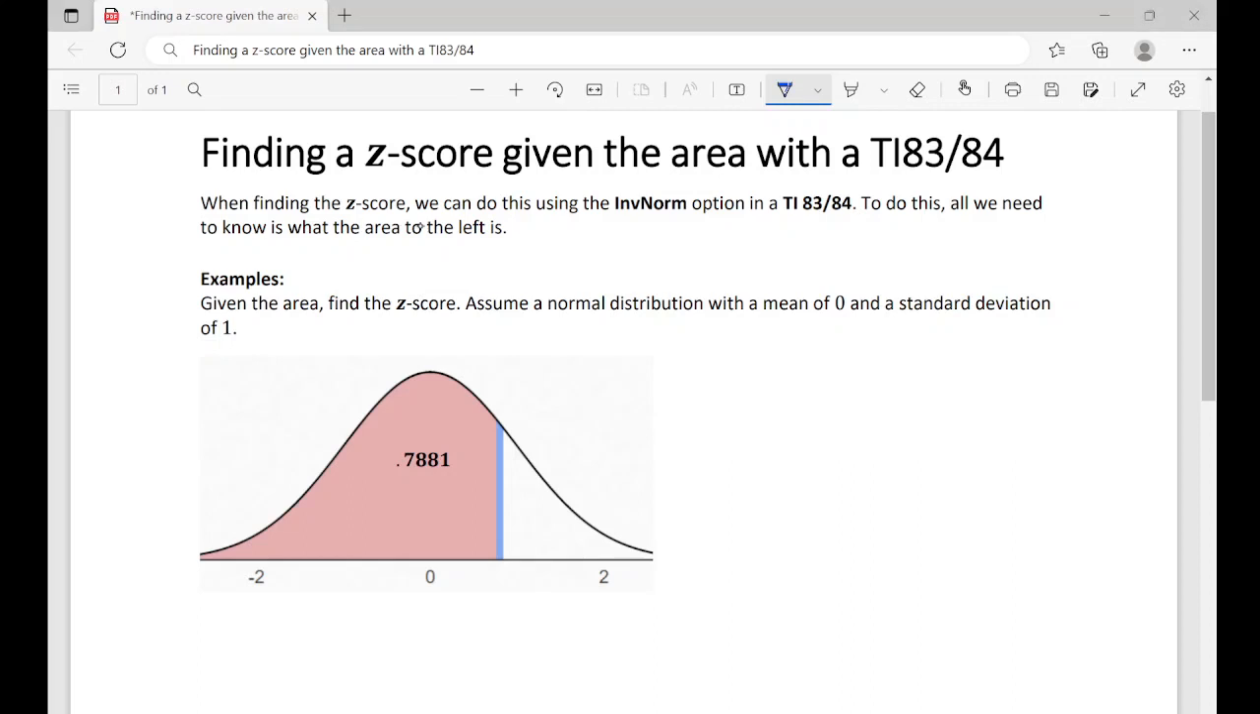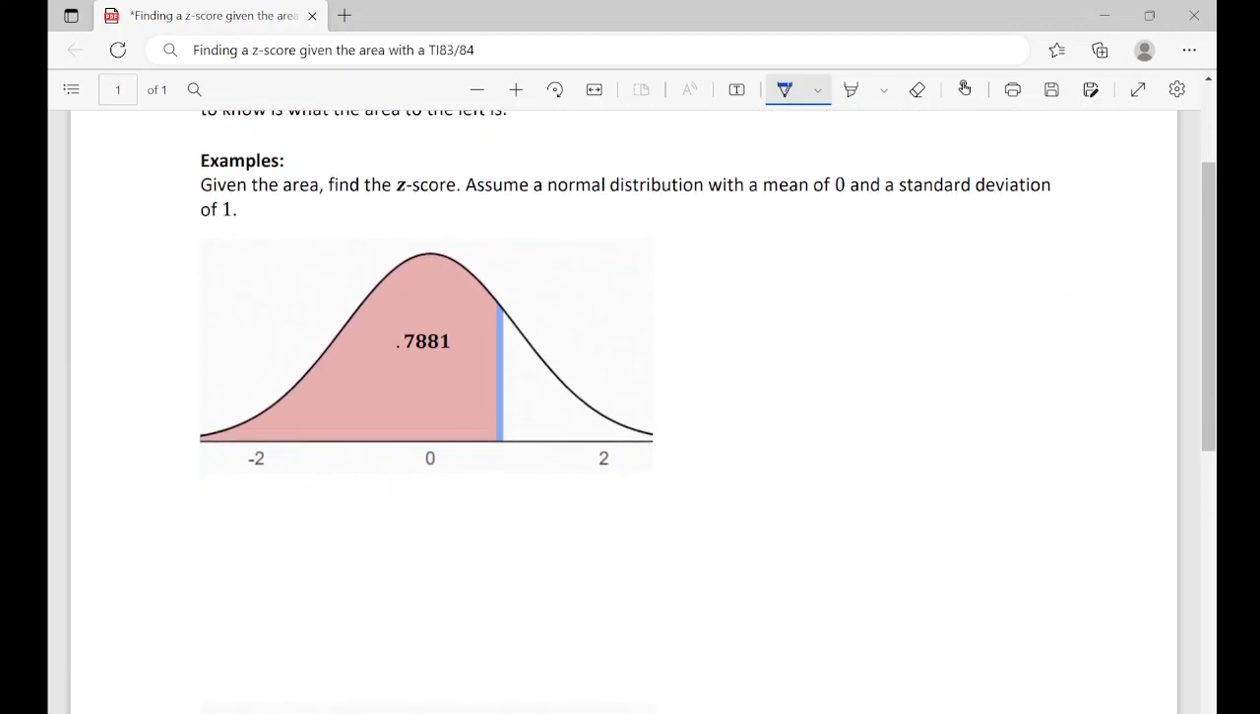When finding the z-score, we can do this using the inverse norm option on a TI83 or 84 calculator. To do this, all we really need to know is what the area is to the left. You have to know the area to the left. So, given the area, find the z-score, and we're going to assume it's a normal distribution with a mean of 0 and a standard deviation of 1.